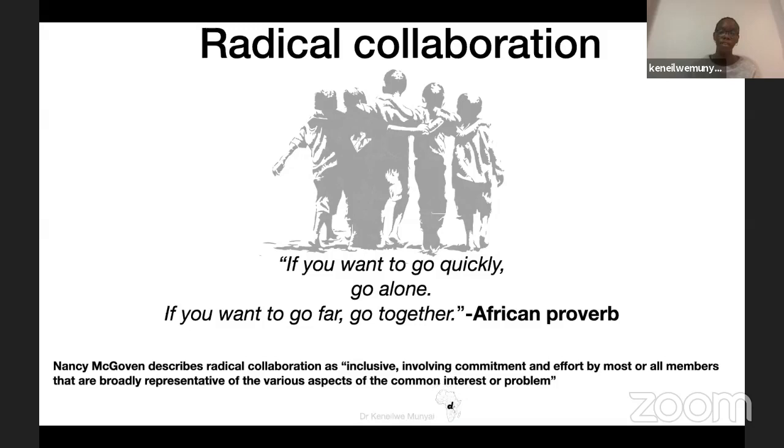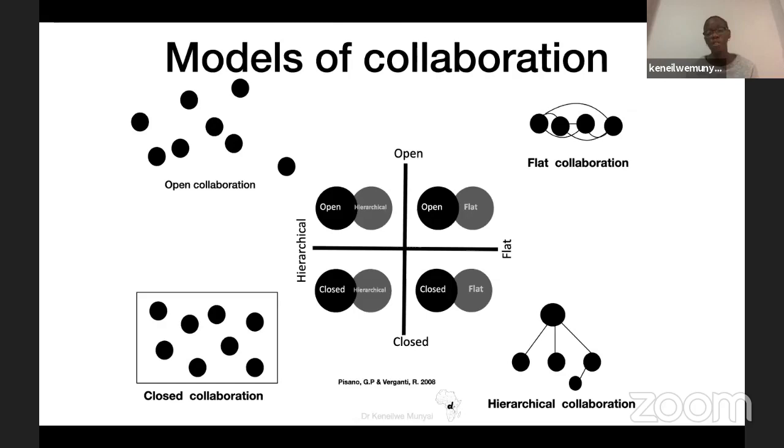And of course, there are different models of collaboration as well. Typically the one that we use in the approach is the open and flat collaboration. By open collaboration, I mean that the team can start with a variety of skill sets, but as they progress with the project, they might realize that there are certain skills that they do not have in the team, and therefore they can bring in other people to join the team. And flat collaboration means that the team makes decisions as a collective.